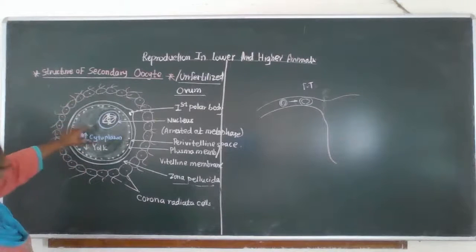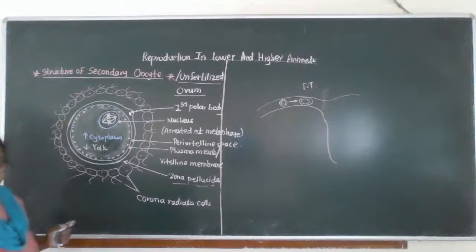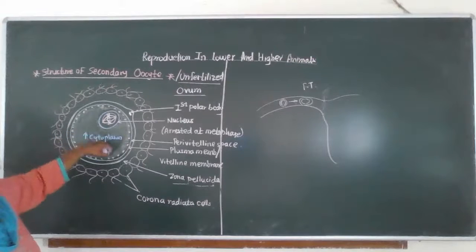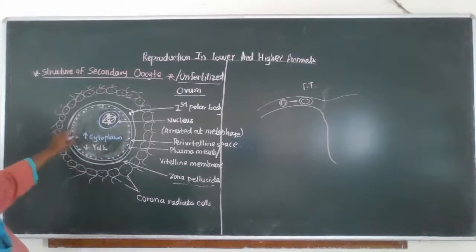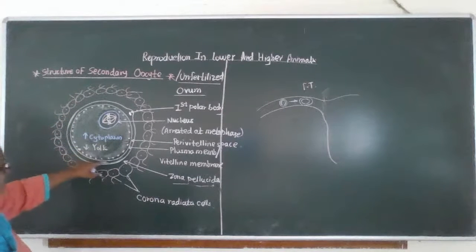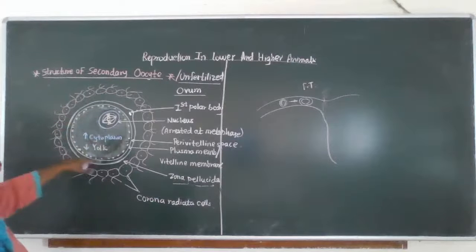This cytoplasm is divided into ectoplasm and endoplasm. The ectoplasm is granular, while the innermost is the endoplasm. It is not so granular, but has less amount. The plasma membrane forms the boundary around the cytoplasm. So inside it has abundant cytoplasm and a very small amount of yolk. So this egg is called a microlecithal type of egg.